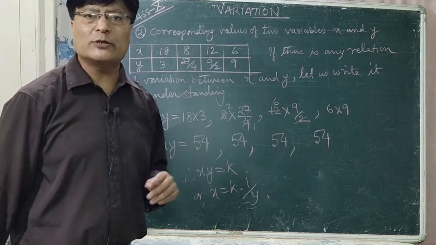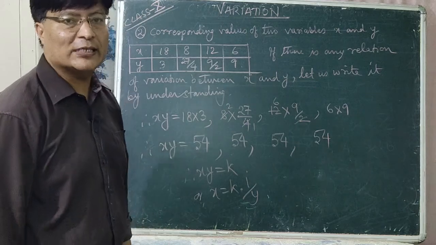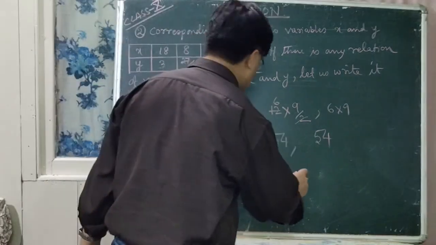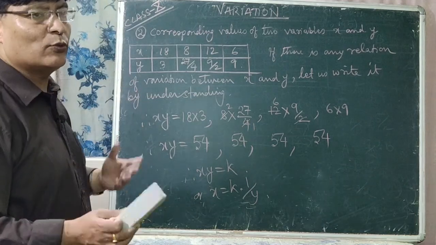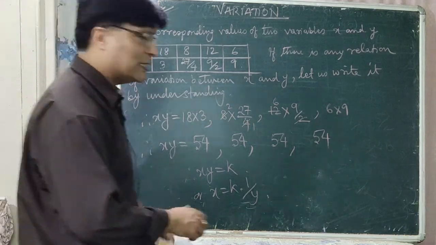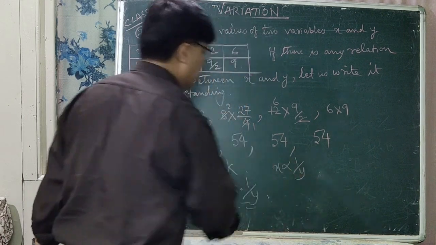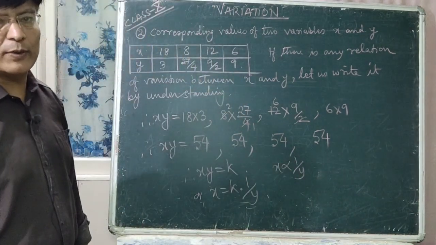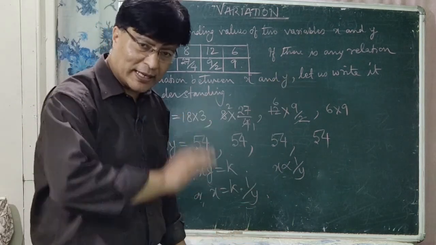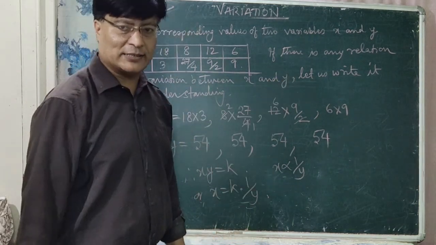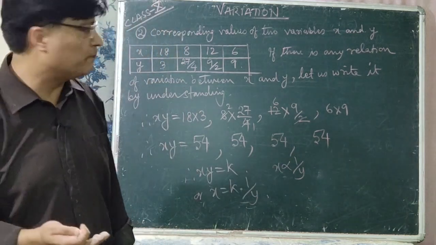So what is the relation between x and y? That is, x varies inversely as y. So we can write here the answer as, there is a relation between x and y which is given by x is proportional to 1 upon y. That means when x increases, y decreases. When x decreases, y increases. So this type of variation is known as inverse variation.